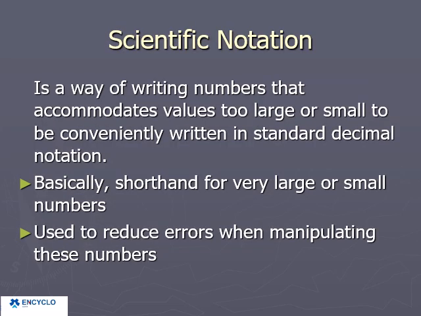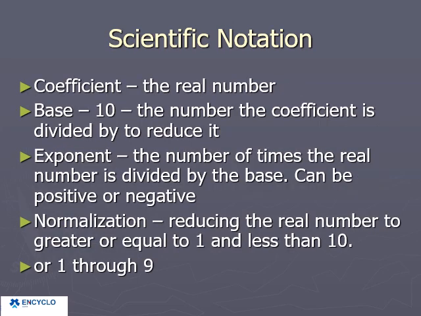Scientific notation is a method of expressing very large or very small numbers efficiently. It helps reduce errors in calculations and simplifies complex numerical expressions. Scientific notation consists of a coefficient, which is a real number, a base of 10, and an exponent, which shows how many times the coefficient is multiplied or divided by 10. Numbers are normalized by adjusting the coefficient to fall between 1 and 10.